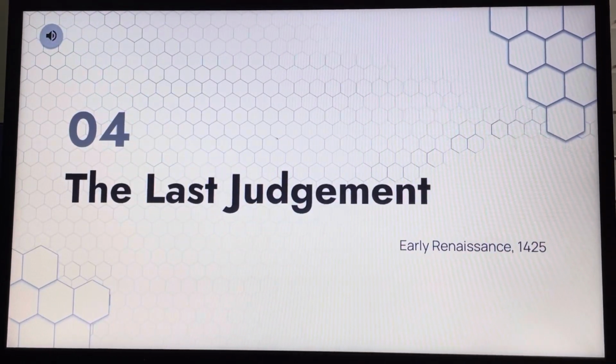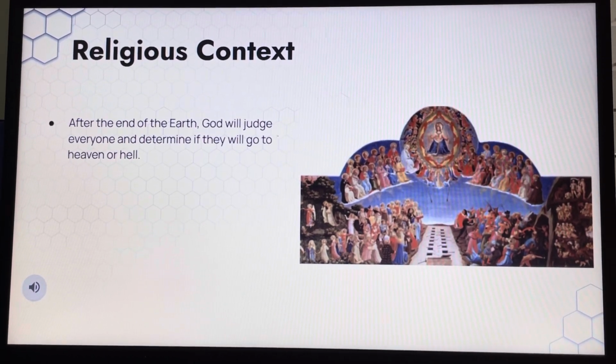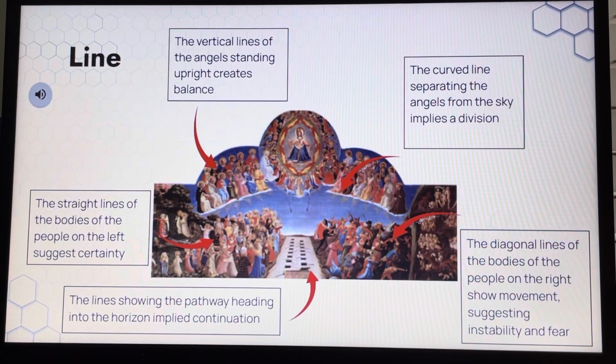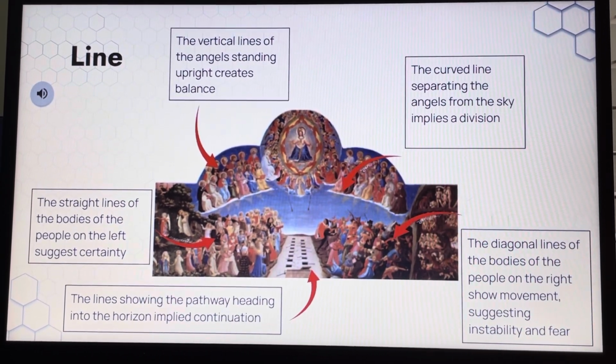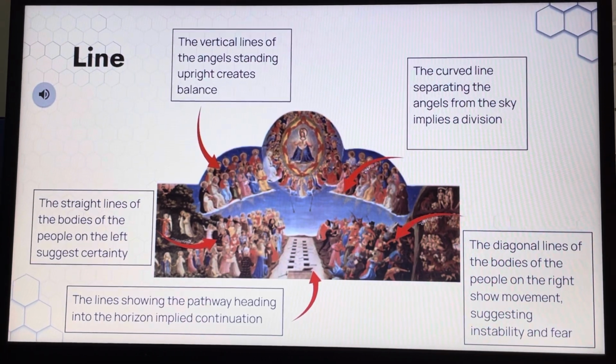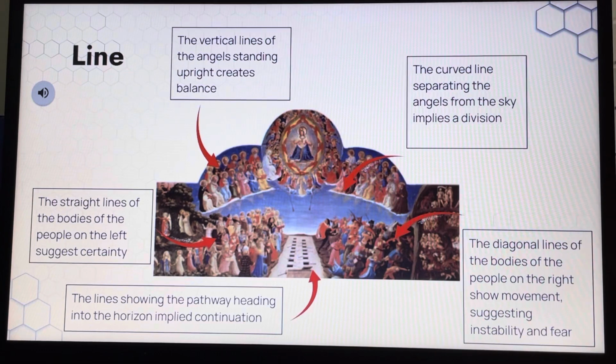The last painting that I'll be analyzing is The Last Judgment. For some religious context, at the end of the earth, God will come and judge everyone, determine whether they go to heaven or hell. The vertical lines of the angels that are floating in the sky create balance. This balances out the unique shape of the altarpiece and also balances out the horizontal components of this piece. The curved line beneath the feet of the angels acts as a division. This separates the angels and Mary from the people on the ground.